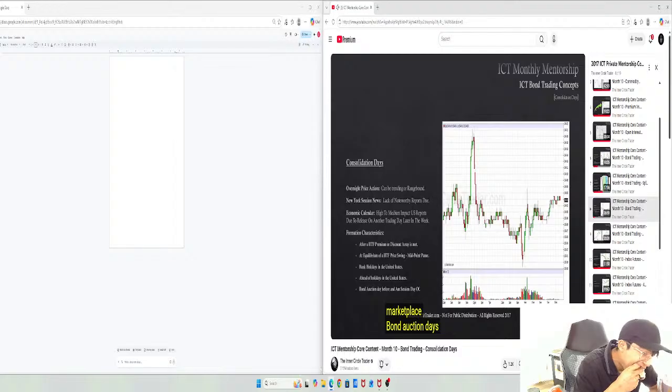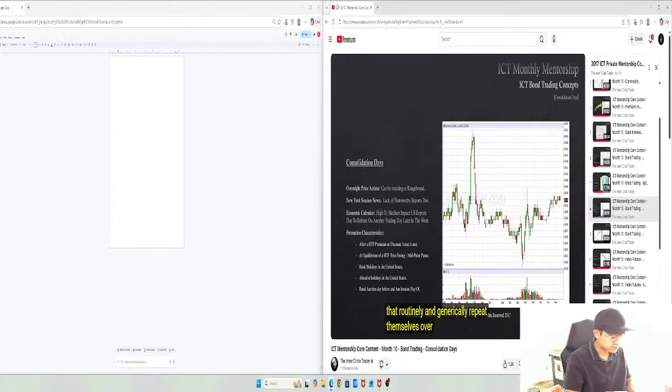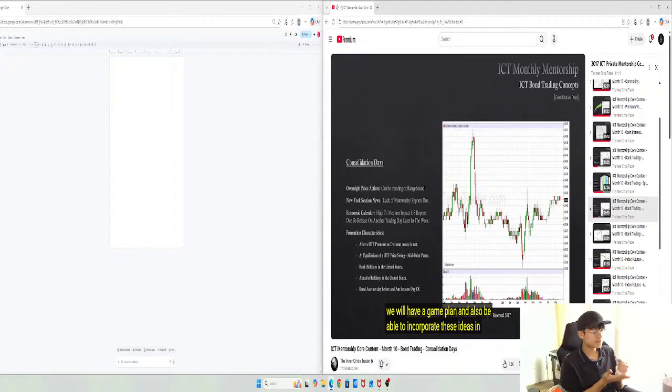Bond auction days. So if we look at our economic calendar and we see there's going to be a bond auction, the day before the bond auction could be a consolidation day, and the day of that bond auction day, the AM session of that particular day generally is a consolidation. So I want you to think about what causes or what promotes the idea of consolidation in the bond market. Because if we can figure those individual conditions or characteristics out, know what they are that routinely and generically repeat themselves over time, we will have a game plan and also be able to incorporate these ideas in our trading.